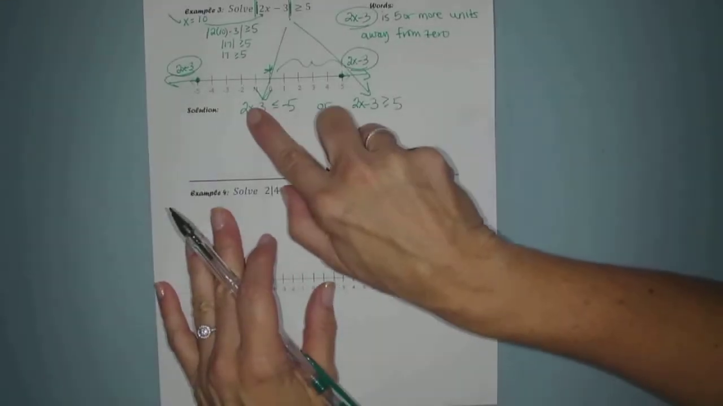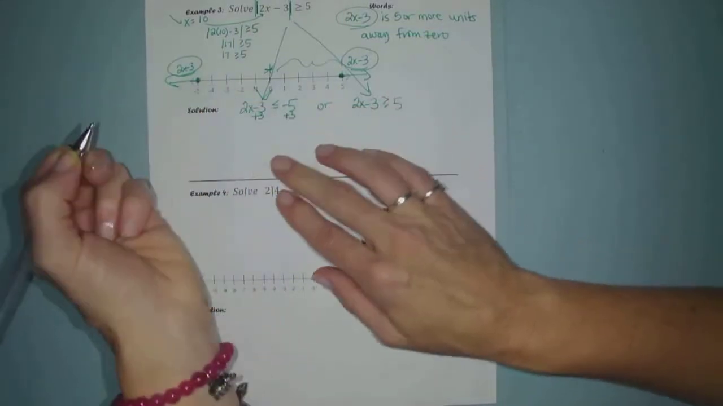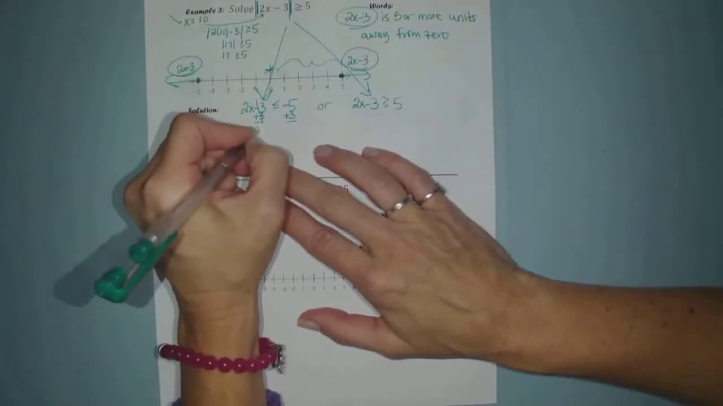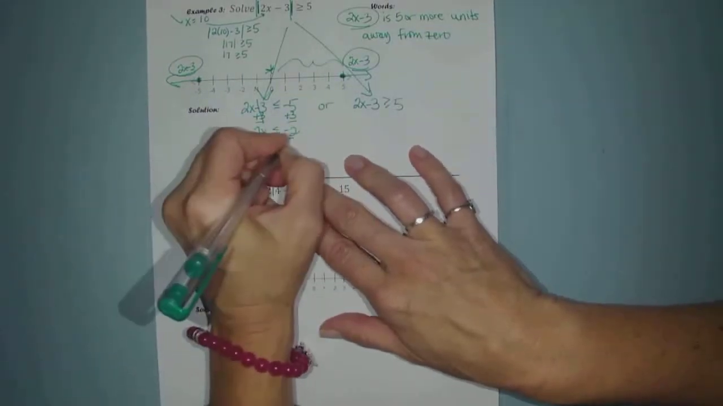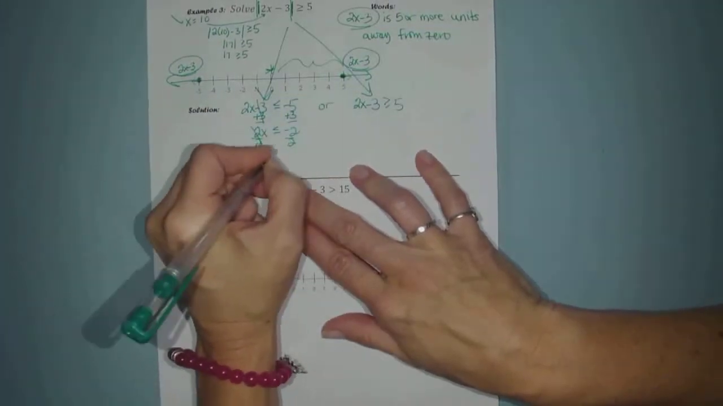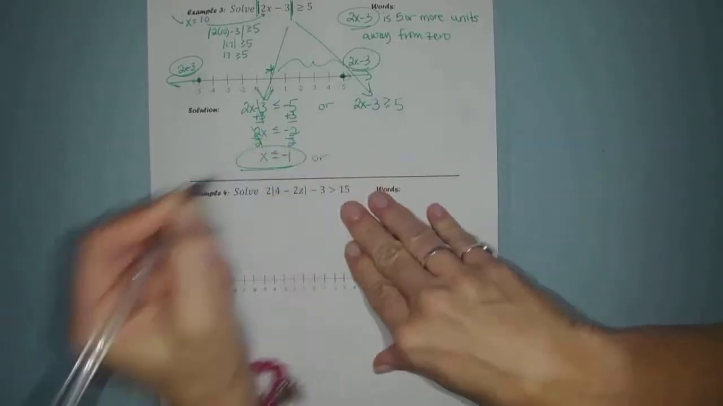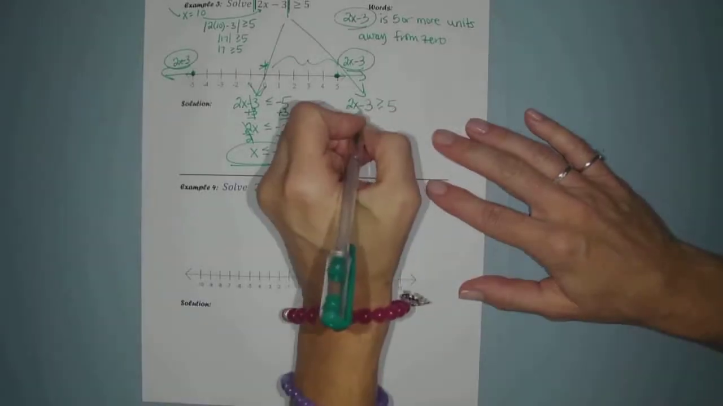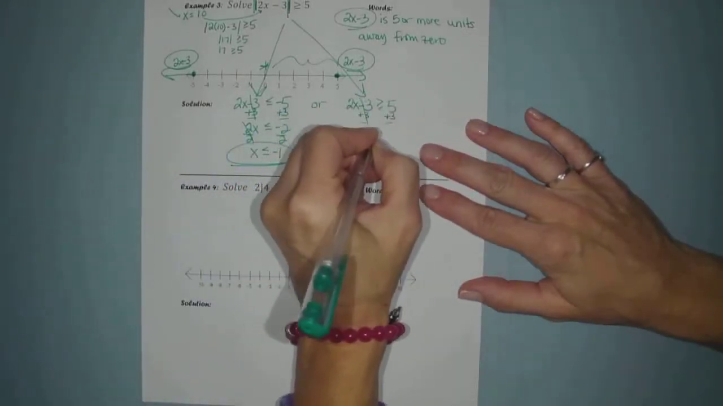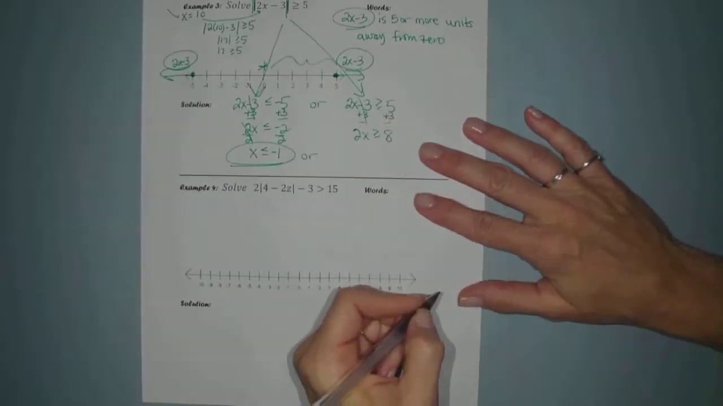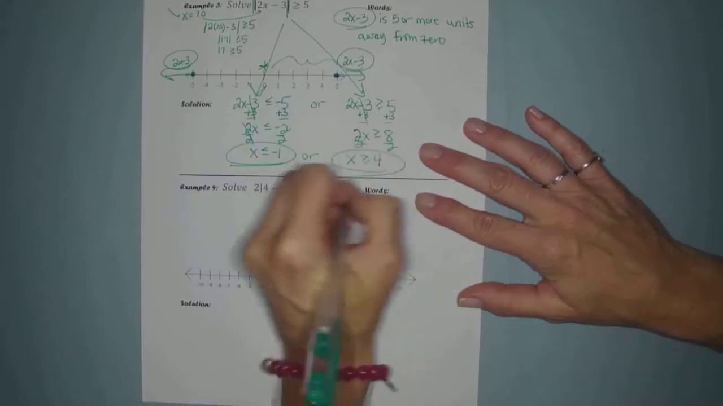So if we're solving this for x, we add 3, cross those out, 2x less than or equal to -2, divide, x is less than or equal to -1. That's one part of my solution. Or, here I add 3, 2x greater than or equal to 8, divide and divide, x is greater than or equal to 4.